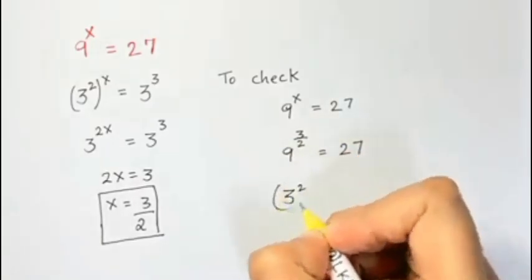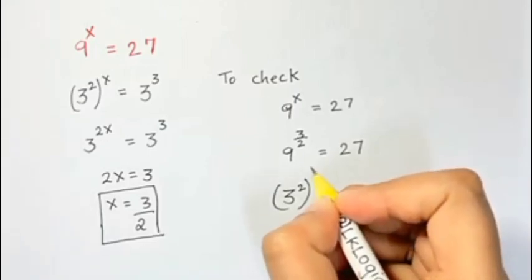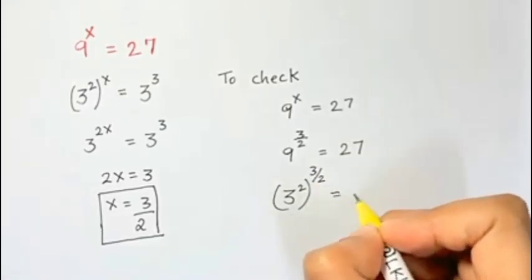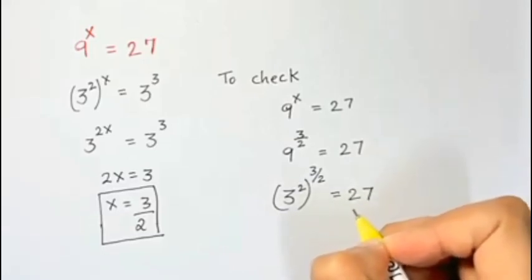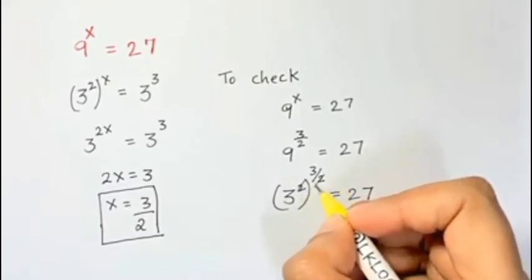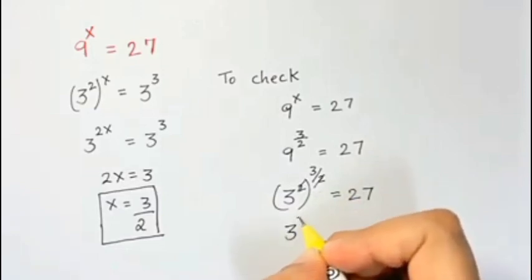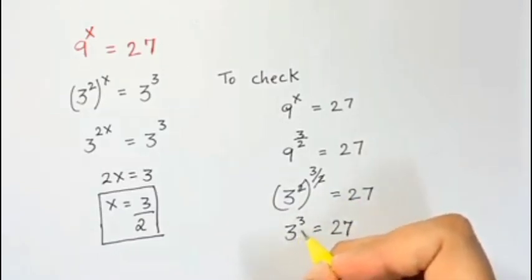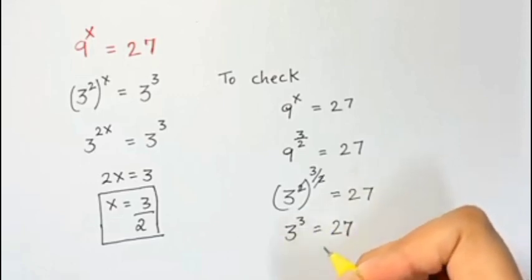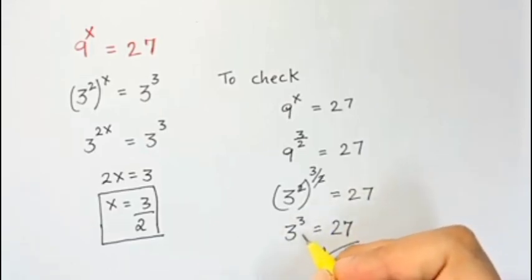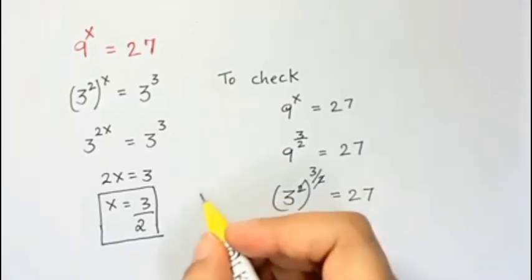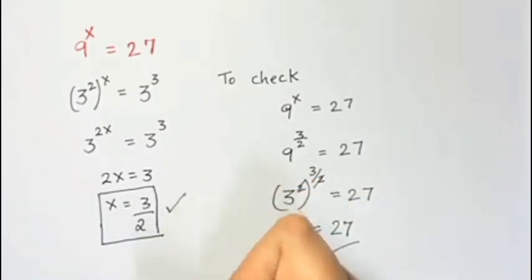3 square to the power 3 over 2 is equal to 27. And the square and 2 get cancelled, so you're left with 3 cube is equal to 27. Isn't it the same? 3 times 3 times 3 is 27, and that's true. 3 times 3 is 9, 9 times 3 is 27, and that's true. So x is equal to 3 over 2 is the right answer.